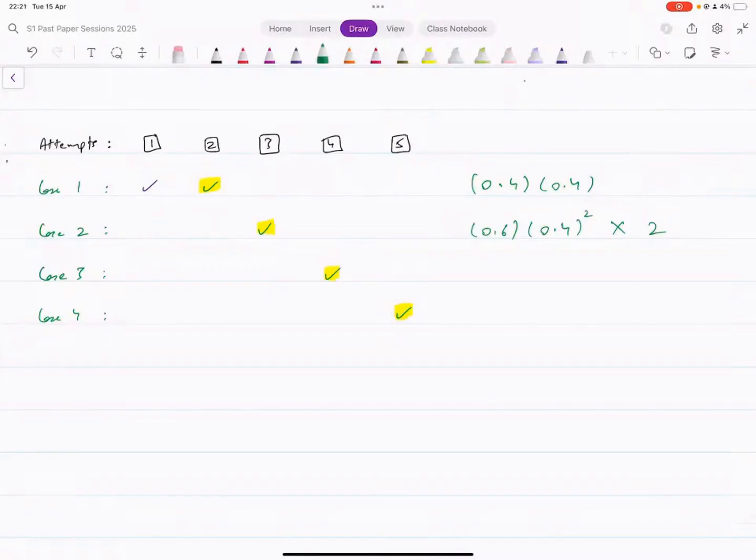In the third case now, there are 4 attempts. 2 of them have to be successes and 2 of them have to be failures. So we have 0.6 squared and 0.4 squared. In how many ways could that first success come? It could come in the first attempt or the second attempt or the third attempt. There are 3 ways of placing that first success here. So you multiply this by 3.